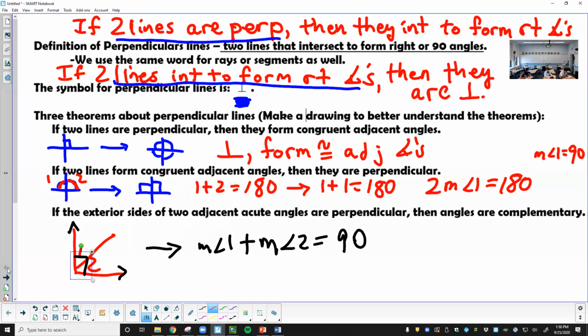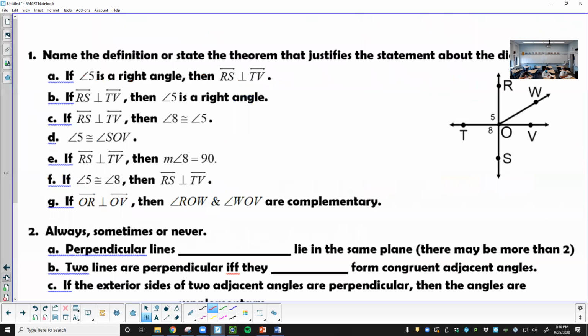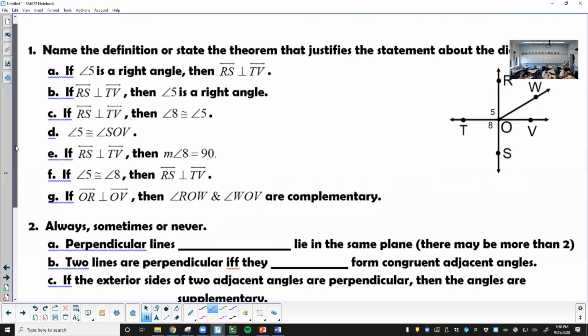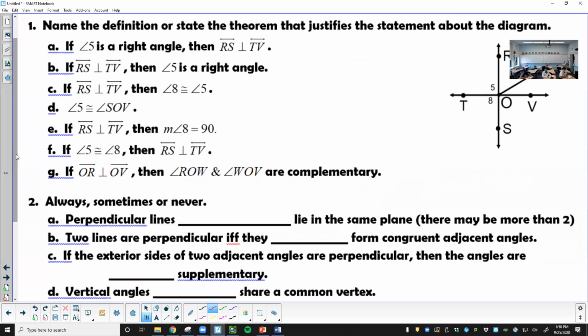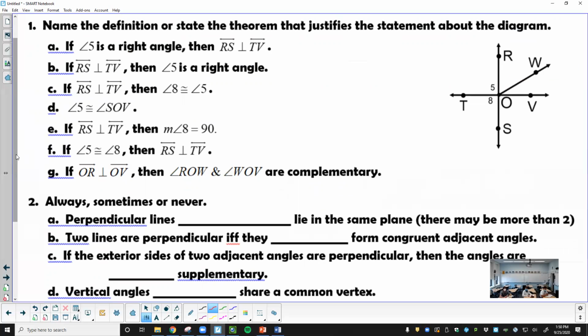Okay. All right, let's keep rolling here. So the next section is going to ask us to name or state the definition from this thing. We're going to use this diagram here that they provide for us. So first one, A, it says if angle 5 is a right angle, then RS is perpendicular to TV. So it's saying here's a right angle. We're going to conclude then that these lines are perpendicular.